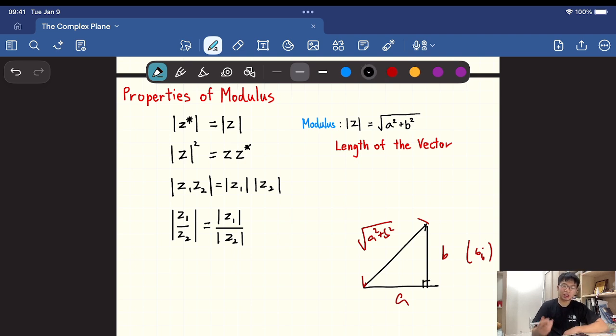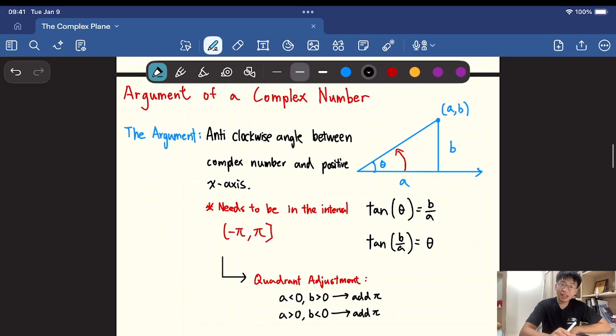And here are the properties of modulus you need to know. I'm going to talk about them. I don't think you guys need to memorize these either. It should be intuitive for you, but it's fun to think about why all this stuff works. But make sure that you're very familiar with how to calculate the modulus when given a Cartesian form. All right, next the argument.